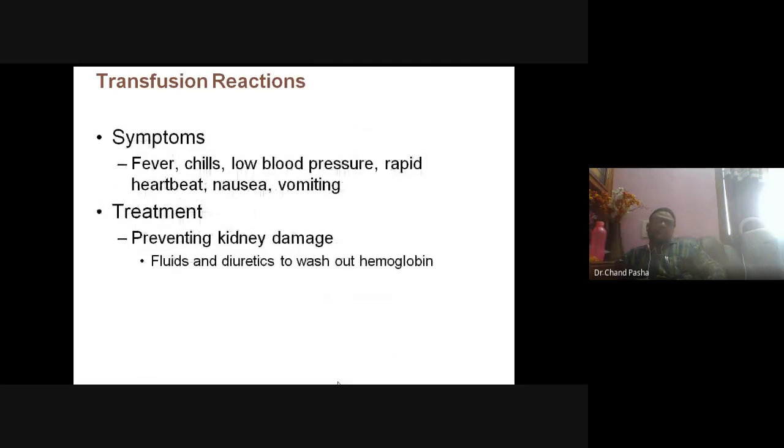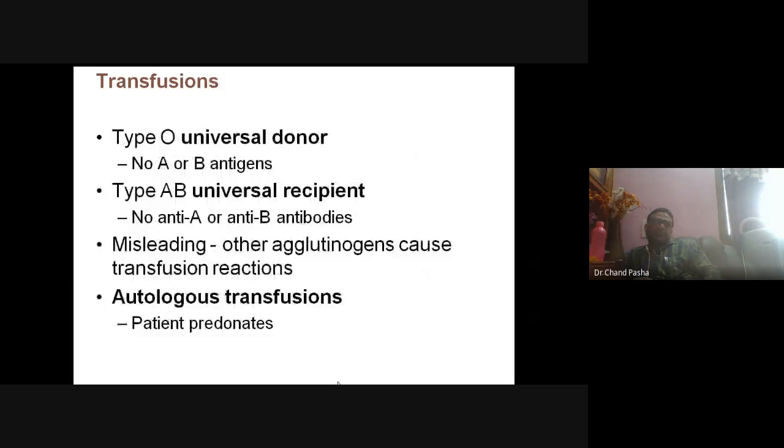The initial symptoms are fever, chills, low blood pressure, rapid heartbeat, nausea, and vomiting. All those things will be taking place. As far as treatment is concerned, kidney damage should be prevented. Dialysis you need to do, and fluids and diuretics to wash out the hemoglobin. In transfusion, type O is the universal donor as it does not have A and B antigens, and type AB is the universal recipient. This concept is misleading, though, because they still have antibodies and they are having the problem.